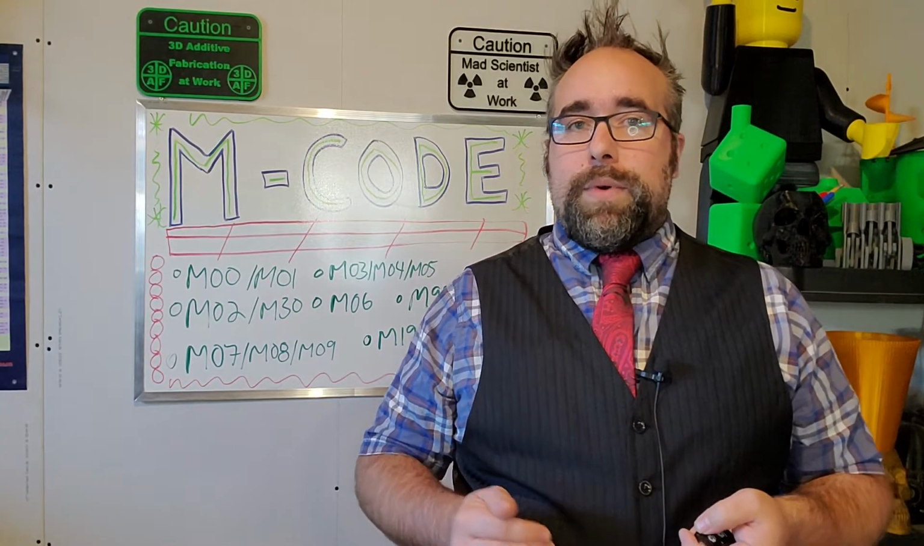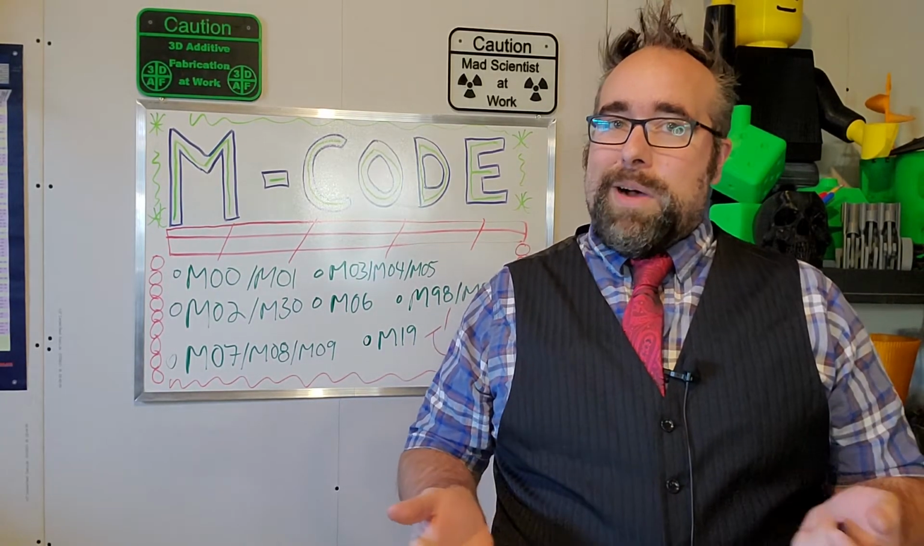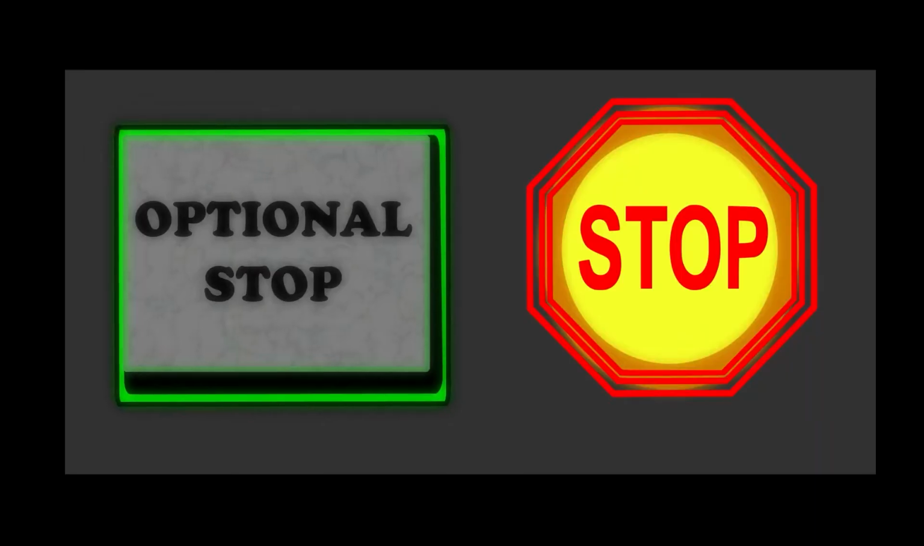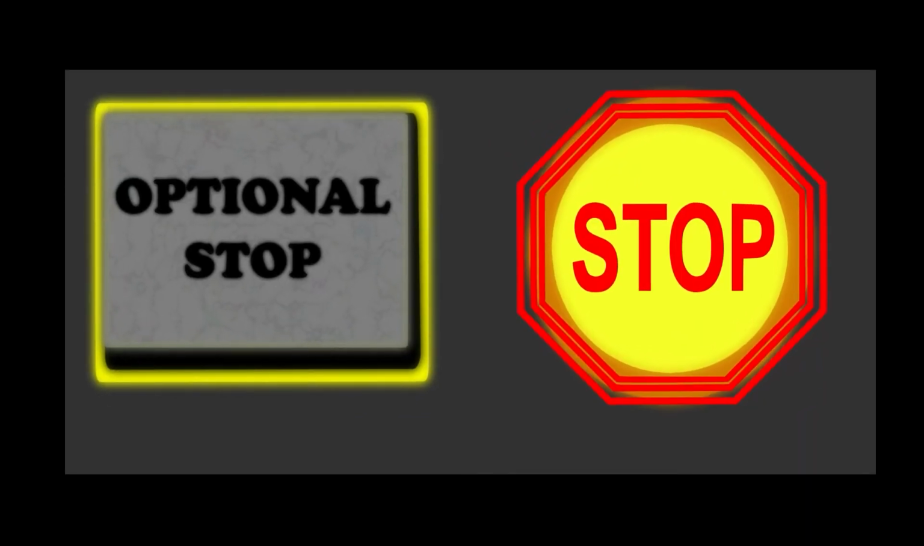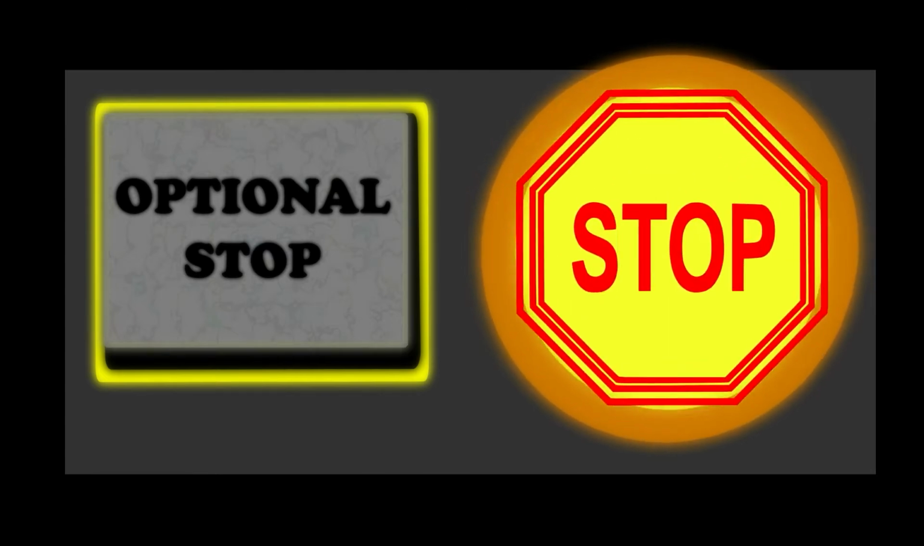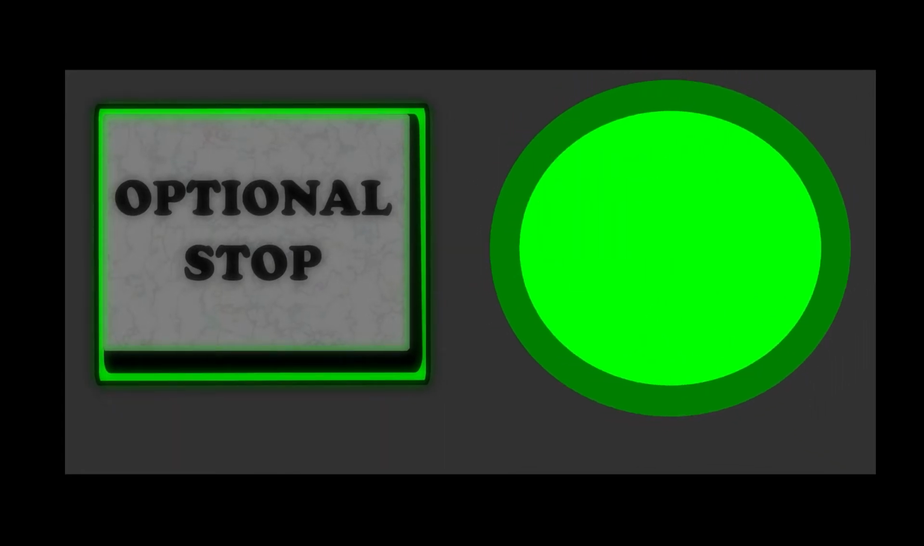This means regardless of whether the optional stop button has been selected on the controller, the machine will stop at this point. Then we have M01, which is an optional stop. Optional seems pretty self-explanatory. With the optional stop M01 on, if you hit the optional stop button on your controller, it will stop at these points in the program. If you have not hit that button on your controller, it will just ignore it.